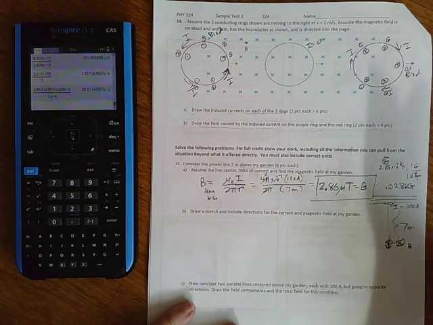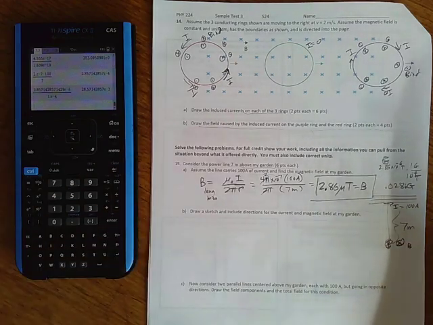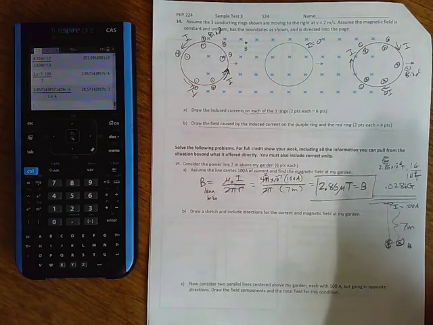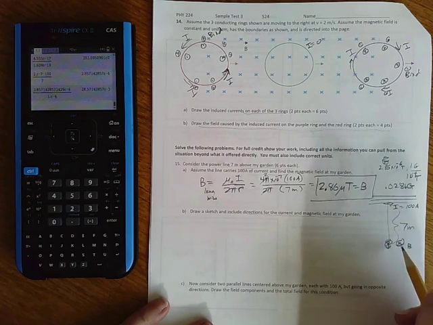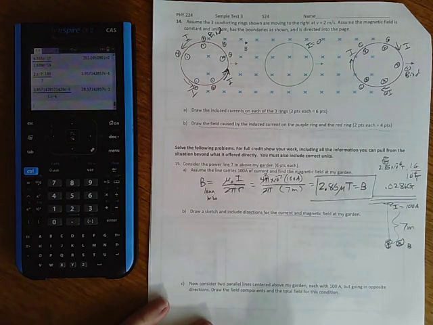Because the Earth's field on the surface of the Earth, a normal field for a garden, is like 0.2 to 0.6 Gauss. So very small for this setup that I've got here. Draw the sketch, include direction for the current and magnetic field at my garden. I already did that right there.